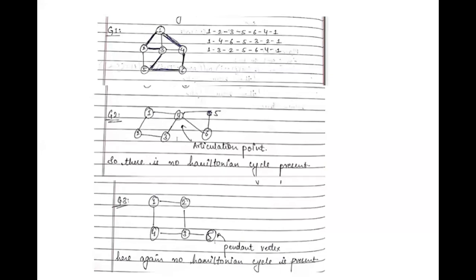Here, there is no connection to the remaining vertex. So we call it a pendant vertex. Clear, students?